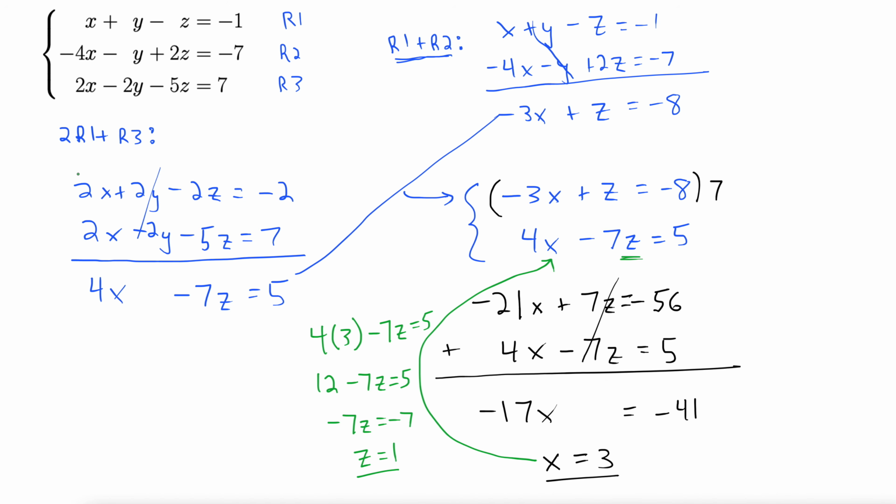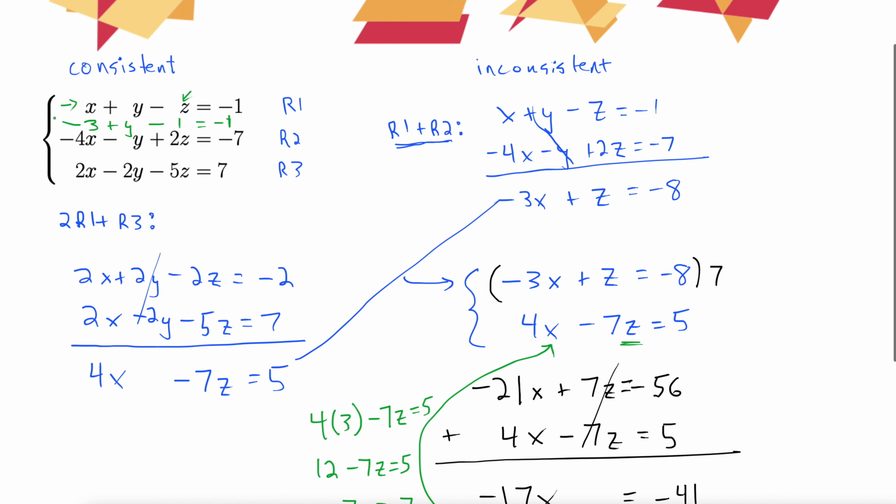Alright, and now we go all the way back. Let's go all the way back to the original. Let's plug in right here at this top line. So we have x and we have z. We can plug in now to solve for y. Alright, we're almost there. So 3 plus y minus 1 equals negative 1. A little cramped there. Let's go up a little higher with it. I'll bring it up here. So that gives us y plus 2 equals negative 1, so y equals negative 3.